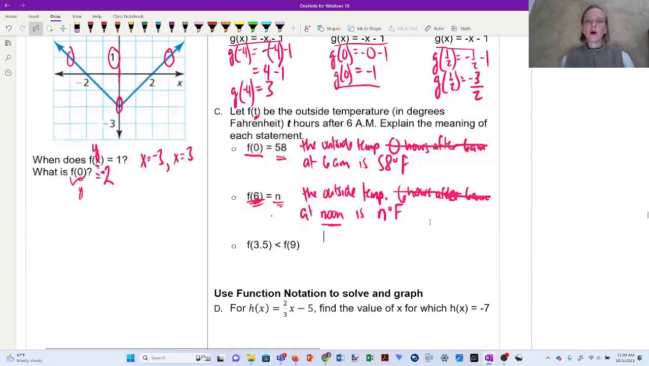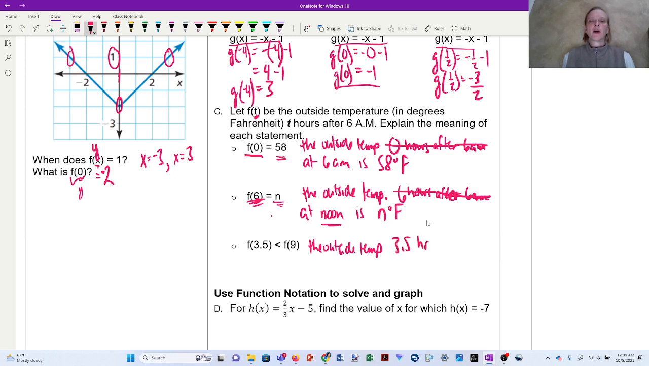Let's look at one more example from this same scenario. Here, I have the function with regards to this particular variable, but it doesn't equal anything. I say that it's less than another version of the function. Okay? So f of 3.5, that's the outside temperature, 3.5 hours after 6 a.m.